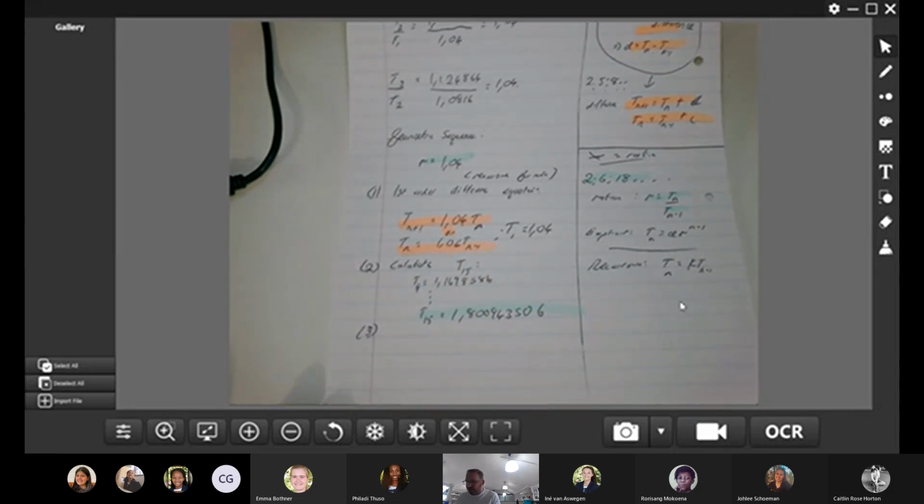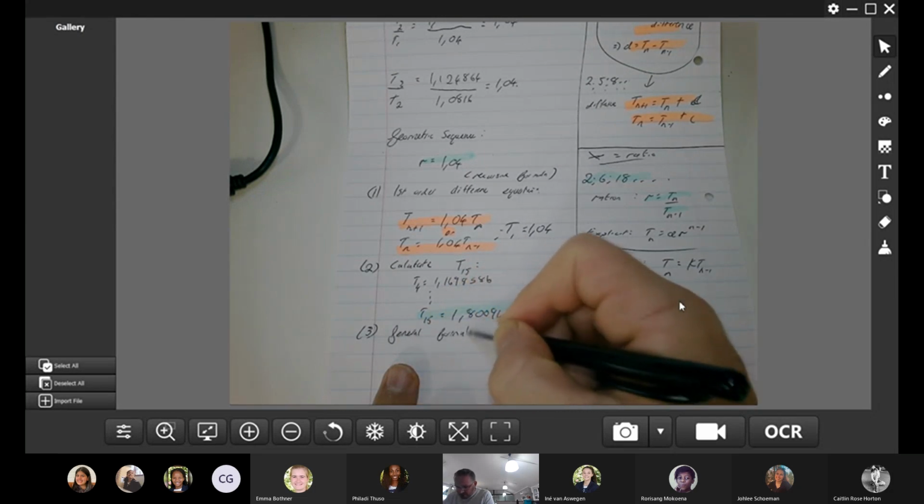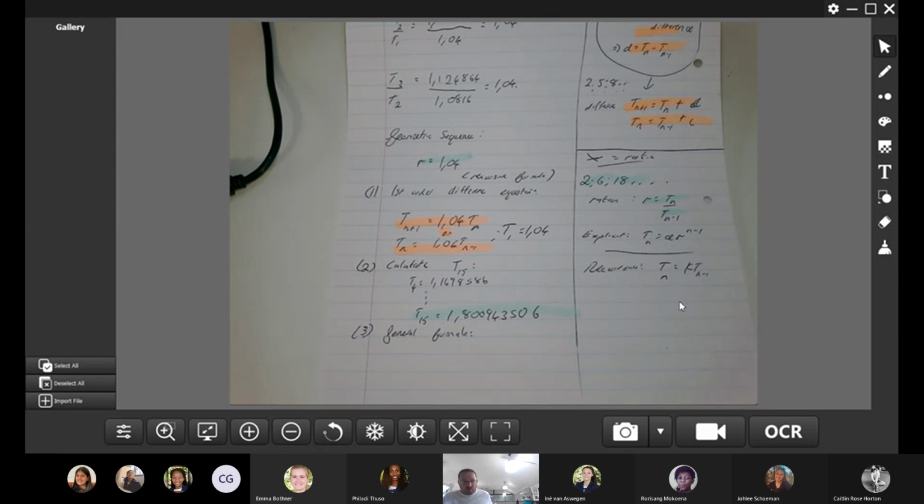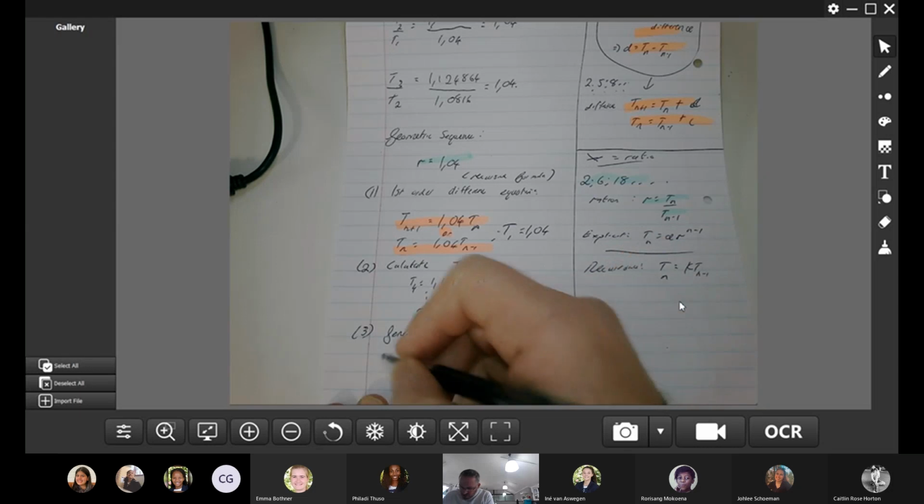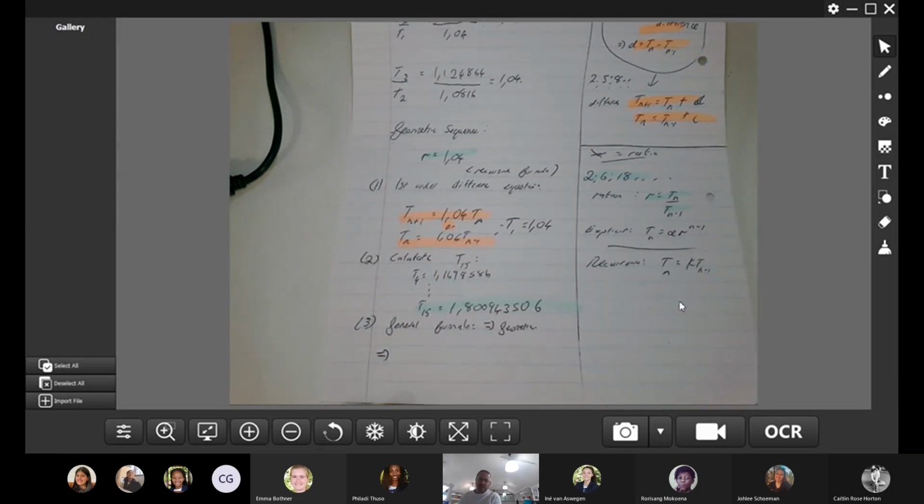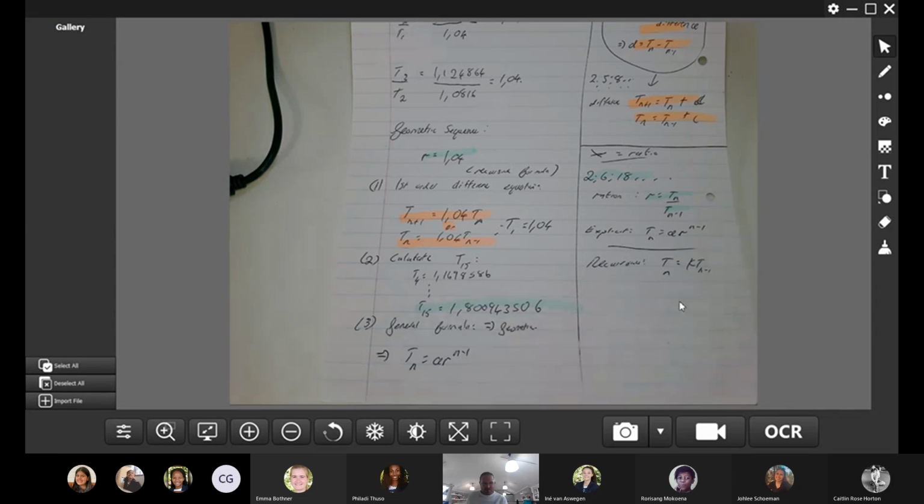Every time you drag down a formula with Excel, that's what it's doing. Now in question 3, we want the general formula. If I want the general formula for a geometric sequence, what is the general formula, Caitlin, in terms of A and R and n? It's Tn equals A multiplied by R to the power of n minus 1. Tn is equal to AR to the n minus 1 is correct.